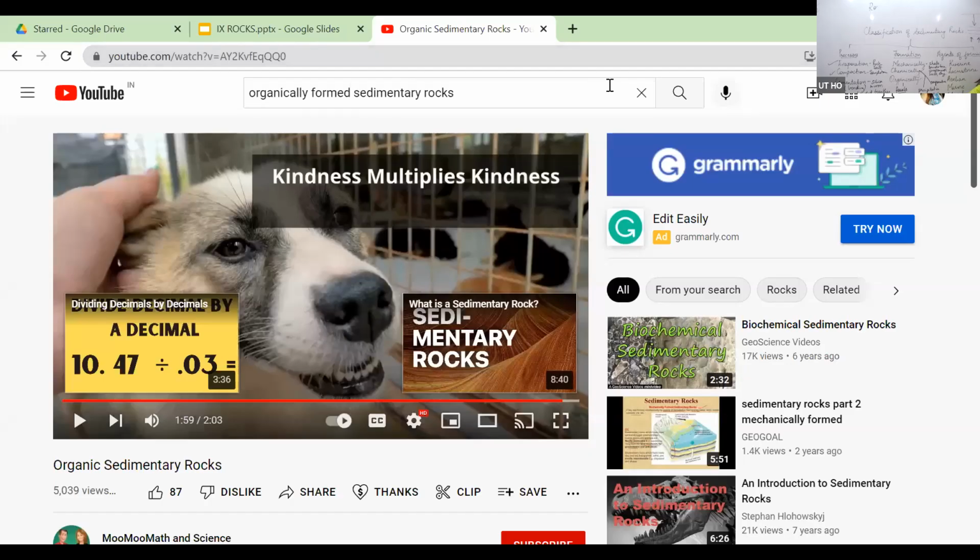So what are organically formed rocks? They are formed by fossils, which are of plant and animal elements.